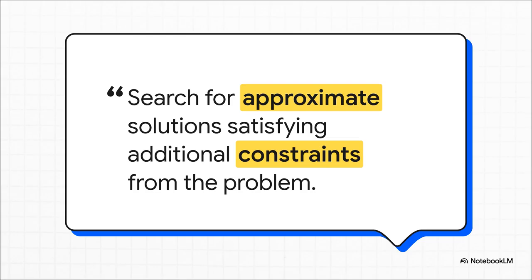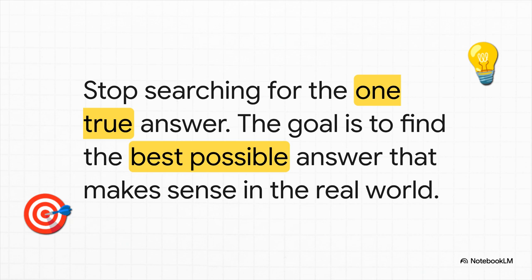Stop demanding the one perfect true answer. Instead, we search for approximate solutions that also happen to satisfy extra constraints, rules that we already know are true about the real world. And this is a huge philosophical shift. We stop asking, what is the perfect mathematical inverse, and we start asking, of all the millions of images that could have created this blur, which one is the most physically plausible? We're not just doing math anymore. We're using real-world logic to guide us to the best possible answer.